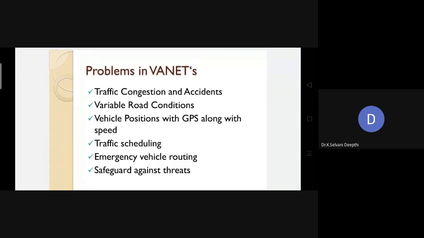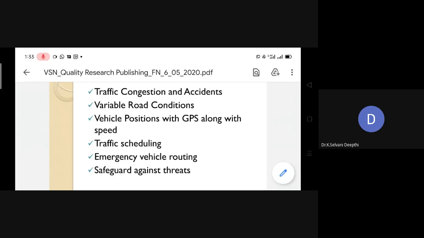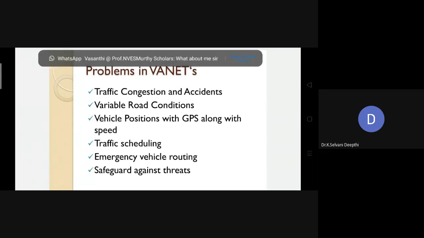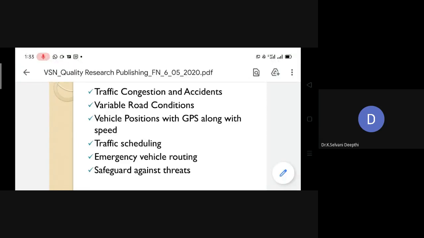Traffic congestion. You all know about congestion. Congestion means if there is more traffic, we don't have a place to travel. And accidents: if congestion is more, then accidents may be more. And variable road conditions. Nowadays you can see no road is fine. There are problems with roads, and while making a journey it is going to be a major problem for us. Most of the roads are in the worst condition.